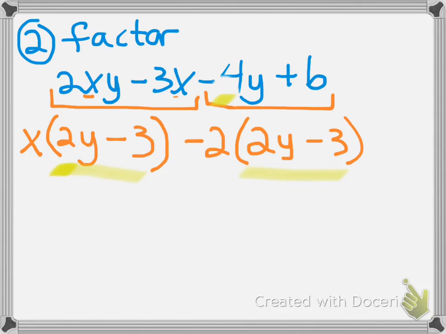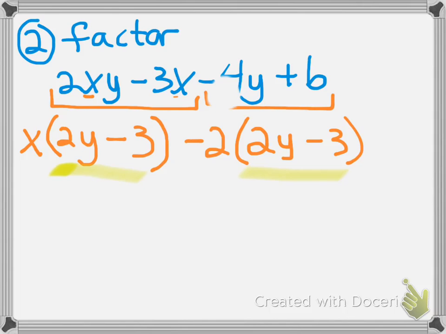And again, always check. Check in your head when you're working on these really quick. Quickly distribute that and just see if that works. Negative 2 times 2y is negative 4y. Check. Negative 2 times negative 3 is 6. Check. Just making sure that those match, because they definitely do need to match. Alright, so what we've got so far is we've done this factor by grouping.